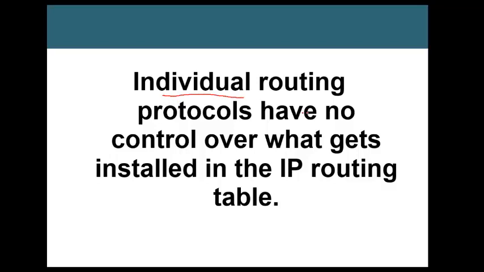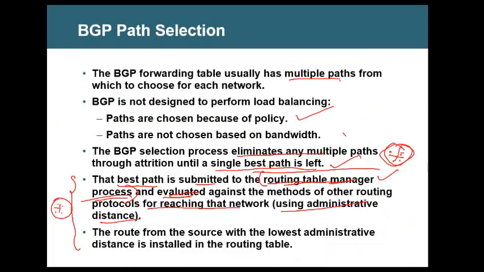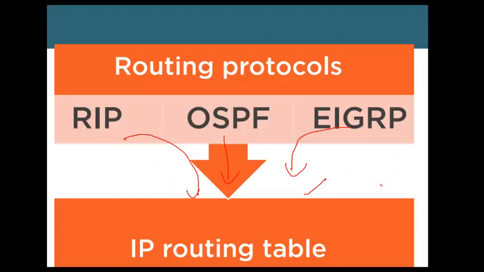See, individual routing protocols have no control over what gets installed into the routing table. BGP doesn't have any control. OSPF, EIGRP, they don't have any control over the routing table. A routing protocol's job is to recommend a route. To whom? The routing table manager, which we saw here, the routing table manager process. So that's what this picture explains to us.